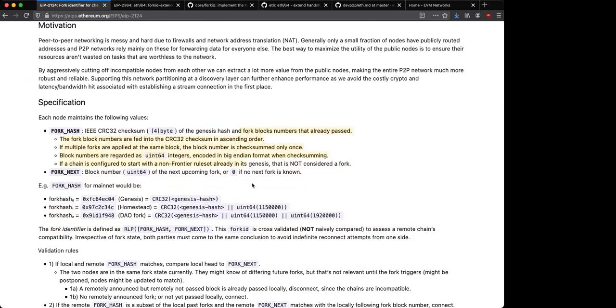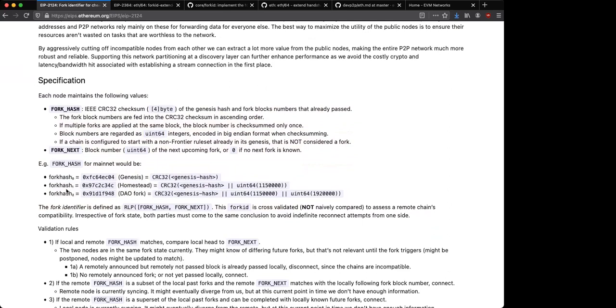Here in the example, you can see it. The initial fork hash is just the CRC32 of the Genesis block hash. And then the further fork hashes for the chain are the CRC32 of the Genesis hash, and into that goes the number of the first fork, which is the Homestead fork. Then we can compute the next fork hash by taking the same thing again, but appending the next block number. And in this case, it is the DAO fork.